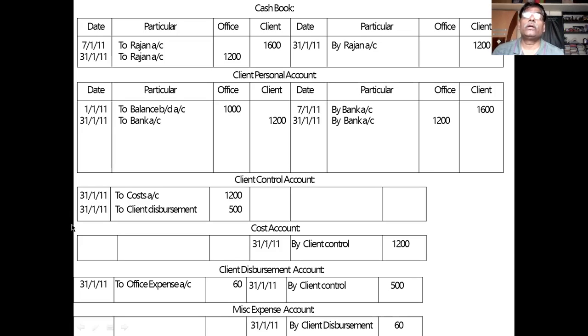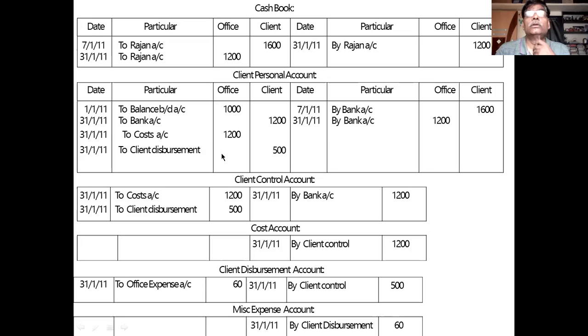Then you have to take this in the disbursement and the client fees in the client account on the debit side. Or from here you go to client. From client control, you write by bank account 1200. That is the payment you have to make. Okay, in the client account debit side, to cost account 1200. This is the payment made on behalf of the client. Adjusted. Okay, then you take the cost disbursement 500.